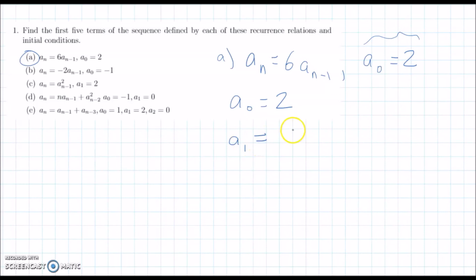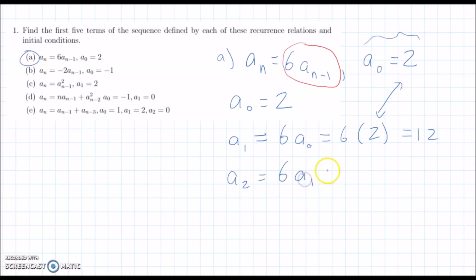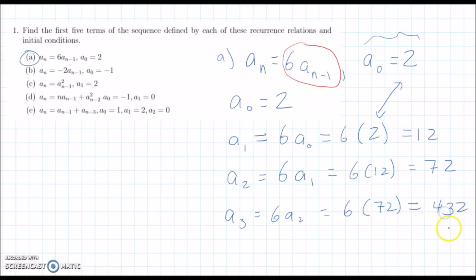A1: now we go back and look at how the sequence is defined. It's 6 times the one previous. So A1 would be 6 multiplied by the one before it, that's A0. That's going to be 6 times 2, because that's what A0 was. So we get 12. A2 is going to be 6 times the one before it, which is 6 times 12. So we get 72. A3 is going to be 6 times the one before it, that's 6 times 72, which gives us 432. So those are the first four terms of the sequence.